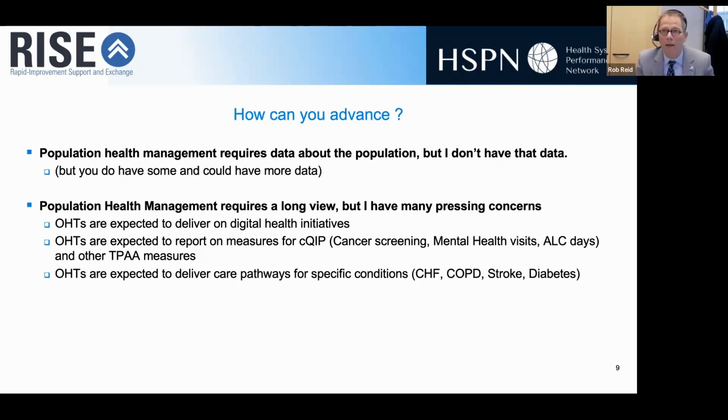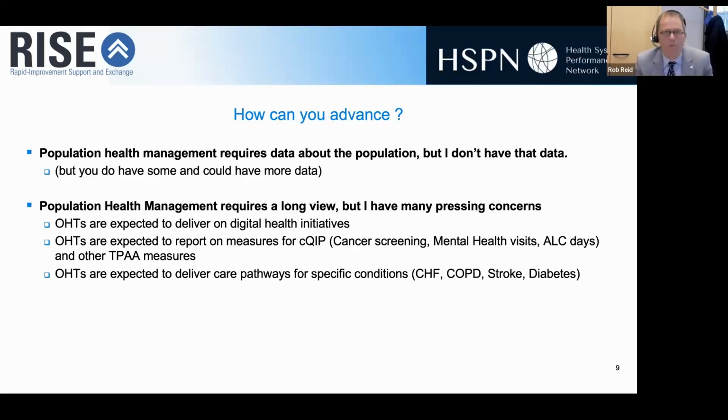And there's many parts to building the OHT capabilities, and you've been to many of our learning events before, and we talk about those building blocks. Population health data management requires data, and you're absolutely right. It requires data to be able to do that.